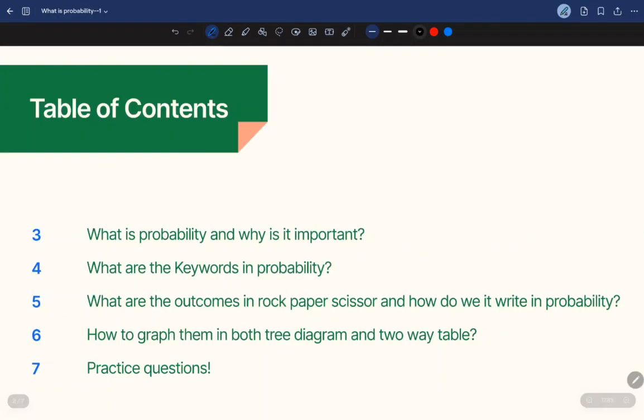In today's lesson, we are going to learn what probability is and why it is important. What are the keywords in probability? What are the outcomes in rock, paper, scissors, and how do you write them in probability? How to graph them in both a tree diagram and a two-way table. And additionally, some practice questions for you guys.